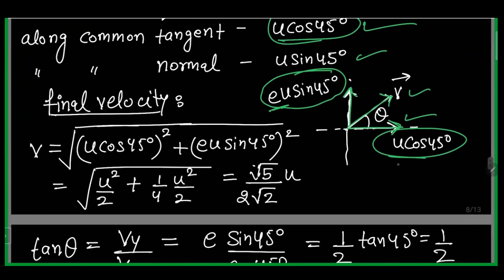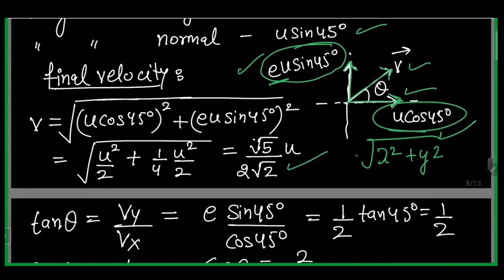So then what will be your v? V will be the square root of x square plus y square, where this is your x velocity and this is your y velocity. If you find that, you get a value of root 5 u by 2 root 2. So this is your velocity after collision.